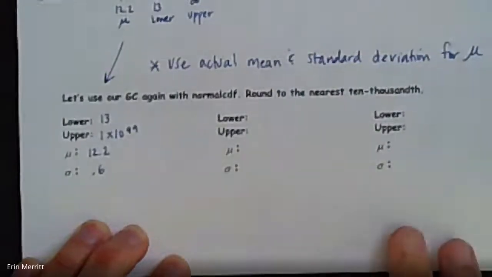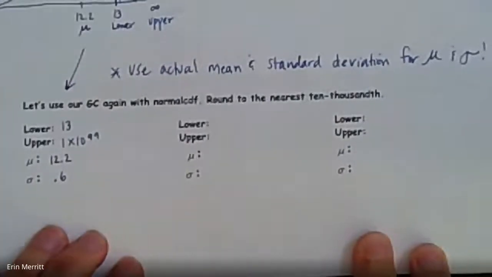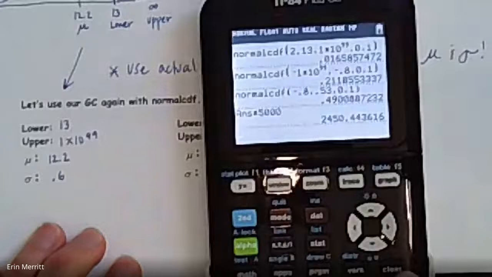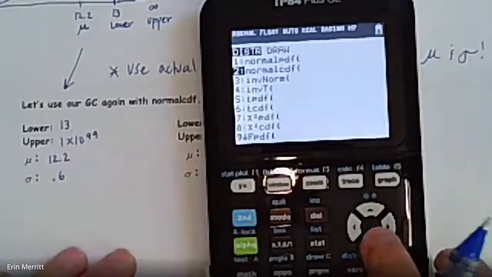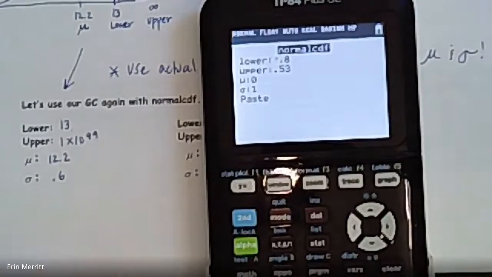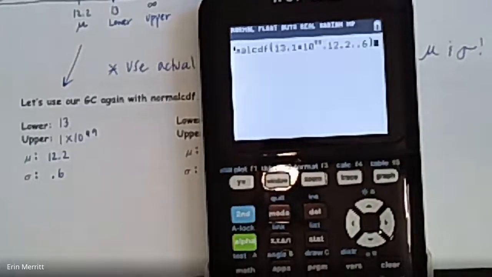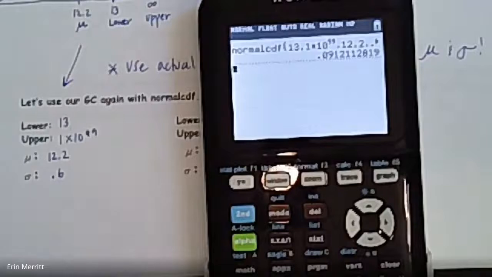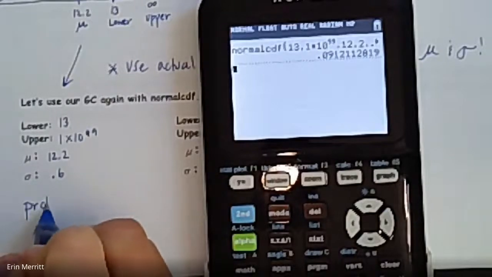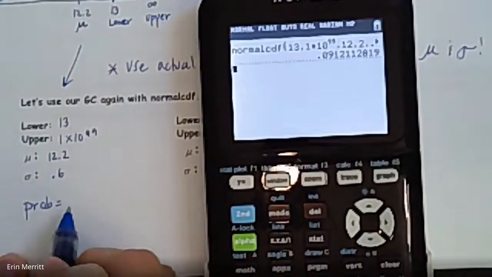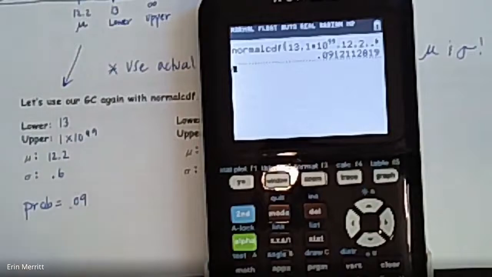All right, so just remind yourself, oops, I'm sorry, a little off the screen there. Okay, let's try it. So for this first one, remember second vars, normal CDF, and now 13 is the lower, upper we're going to treat as infinity, so 1 times 10 raised to the 99th, and then 12.2 and 0.6. And there you go. So the probability comes out to be 0.09.